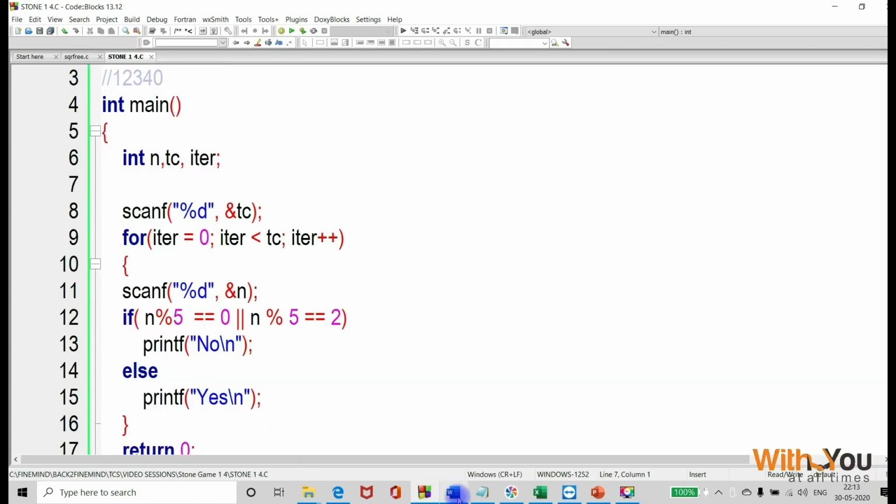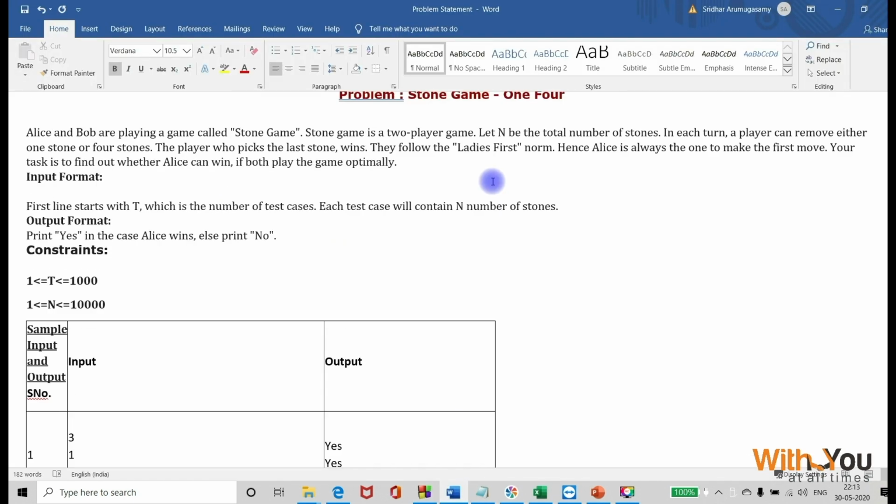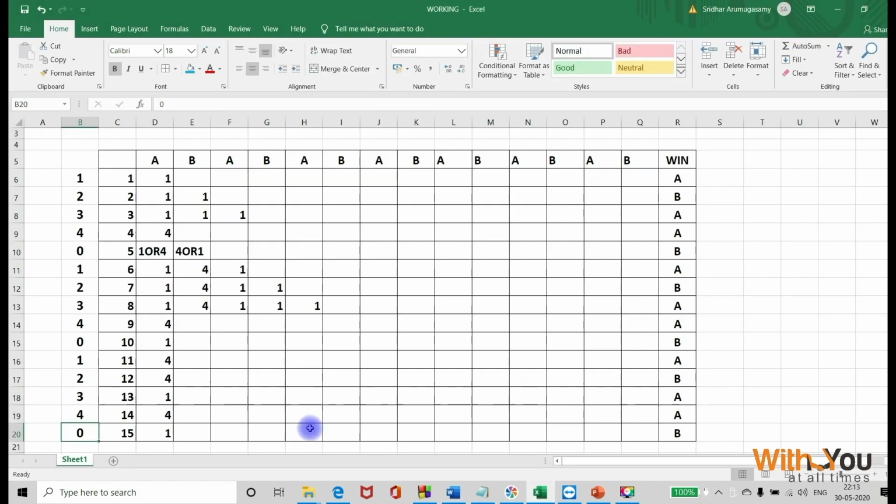That's it. Quickly, let's just have a review of whatever we did. The problem statement was a very simple one. It looked very complicated, but actually you will find that it was a darling. Alice and Bob are playing a game called Stone Game. Either 1 or 4 stones would be removed. The first person is always going to be Alice. Then we did a workout on a spreadsheet and here we found a pattern.